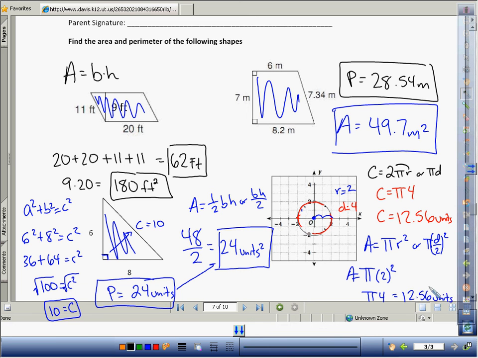This does not always happen. For some reason, when I made this problem, I happened to end up with two answers that were the same on both these problems, which is kind of crazy. That usually does not happen. So anyway, make sure we're squaring our units on that. So that's it for area and perimeter.